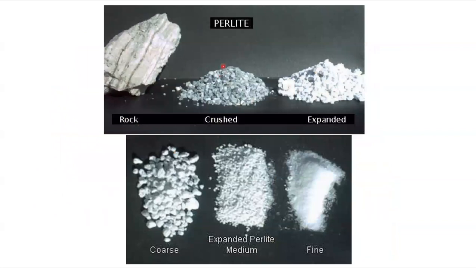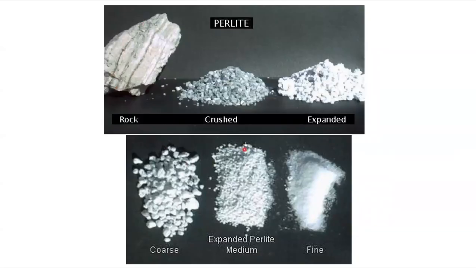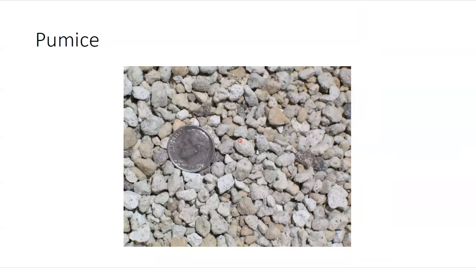So here's perlite. Essentially, there are volcanic rocks that are crushed down and then expanded, and you can have coarse, medium, and fine perlites. Here's pumice. Pumice is used in whole form and has very similar characteristics and qualities that perlite has. The downside to pumice over perlite is that it's much heavier than perlite. A little bit more expensive too because of that.